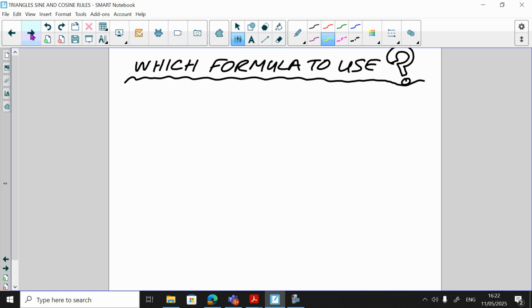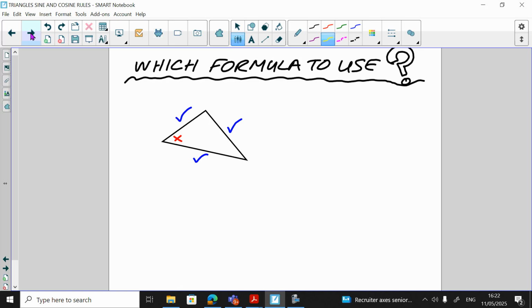Okay, so this is in summary here. I'm not going to talk about the area here, a half AB sine C or a half XY sine Z. I'm going to concentrate on the difference between sine and cosine rules, which one should you use. It depends on the information you have in front of you.